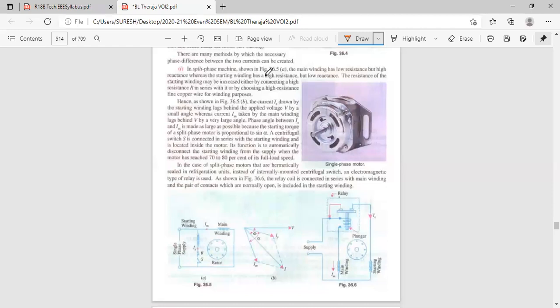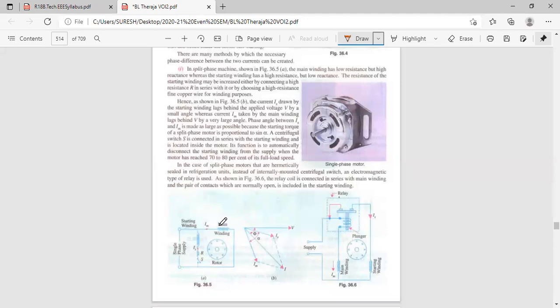Now see starting winding. Starting winding has high resistance, low reactance. If it is having high resistance, what is the current flowing in this? High resistance, less current will flow, minimum current. I need the current only for creating the torque here. That's why we are using high resistance. Reactance is less. High resistance and low reactance here; low resistance and high reactance there. See, exactly opposite.